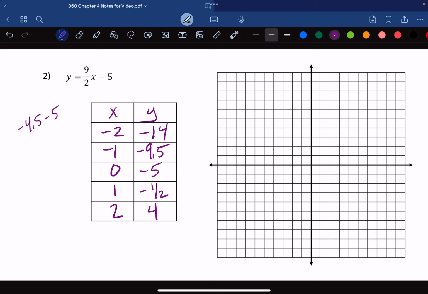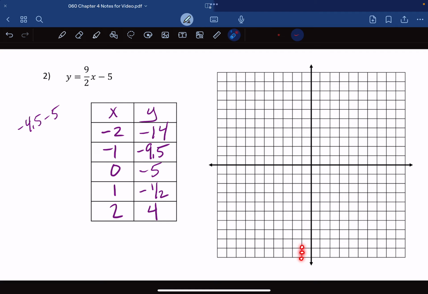I'm going to leave the grid as is. I'm not going to zoom in because my largest number is -9.5. My grid goes to 10. So let's graph these. I'm going to go over to the left 1 and down 9.5. So this is 9 and this is 10.